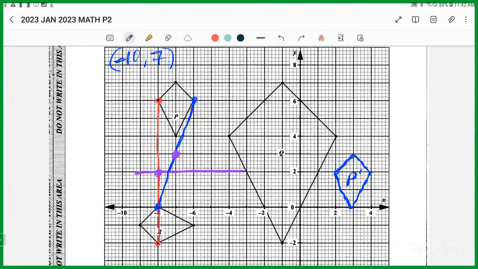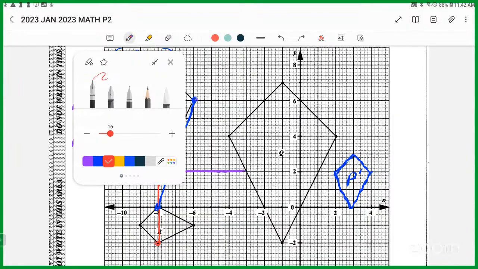We could also use gradient. So for example, from this point to this point, what is the gradient? Rise 3, run 1. So the gradient of that blue line is 3 over 1. The perpendicular gradient to 3 over 1 is, flip this and change the sign, which is minus 1 over 3. So to get the perpendicular line from here, we could rise -1, run 3. Look, rise -1, run 3.